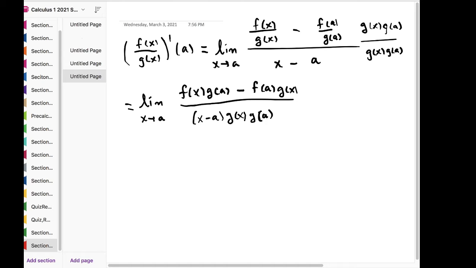So what do we want to pop out in this limit? We want this to pop out: f of x minus f of a over x minus a. And we also want this to pop out: g of x minus g of a over x minus a. We don't quite have that, right? So question, can I add something to this term to give me f of x minus f of a? What do you think?